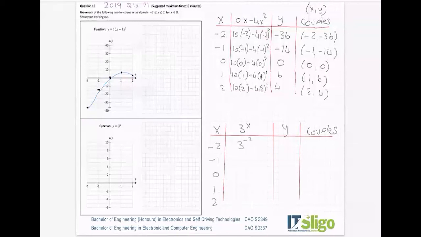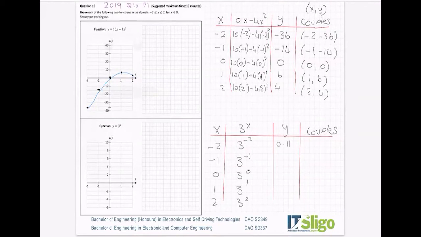So this is 3 to the power of x. 3 to the power of minus 2, 3 to the power of minus 1, 3 to the power of 0, 3 to the power of 1, 3 to the power of 2. So if you're unsure how to put that power of x into the calculator, go back and have a look at the 2017 question, because it's not the most straightforward to get in. So again, start at minus 2, stop at 2.